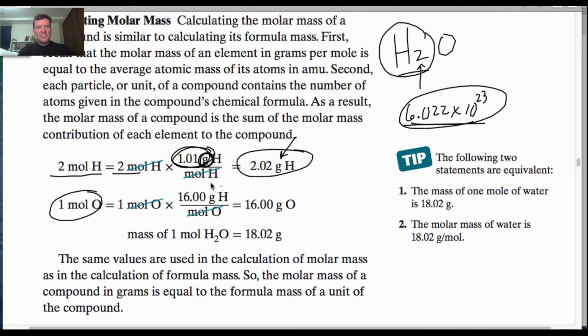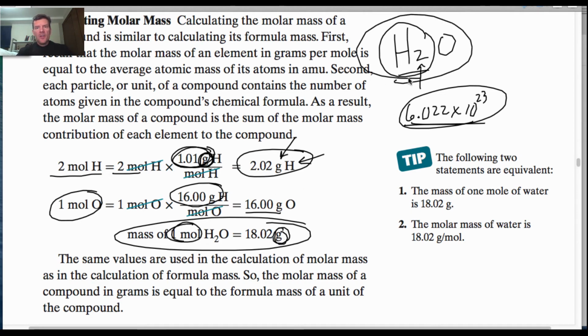1 mole of oxygen has a mass of 16 grams. 16 grams of oxygen, 2.02 grams of hydrogen. Together is 18.02 grams for what? A mole of water. A mole of water has 2 moles of hydrogen and 1 mole of oxygen. But this is a mole of water. Okay?